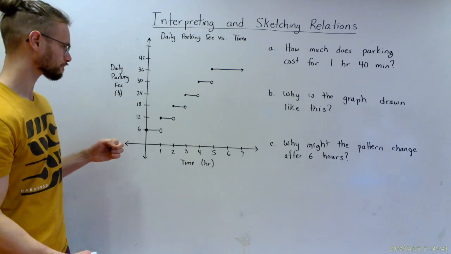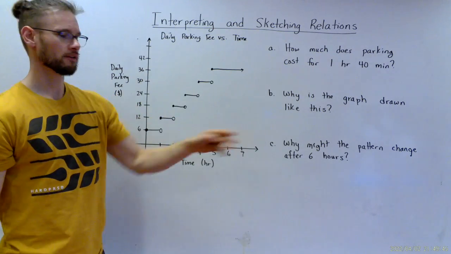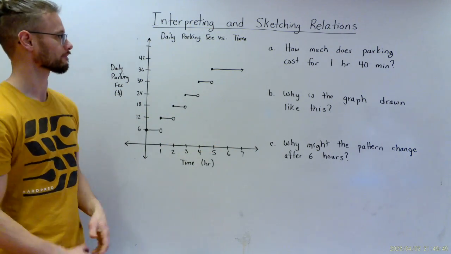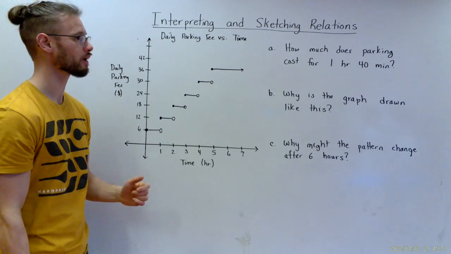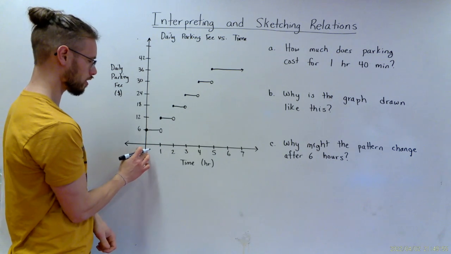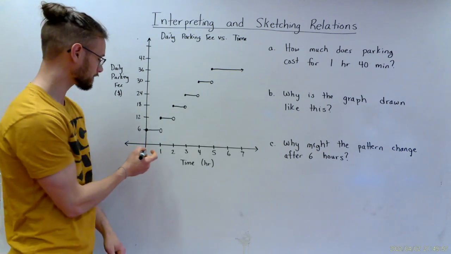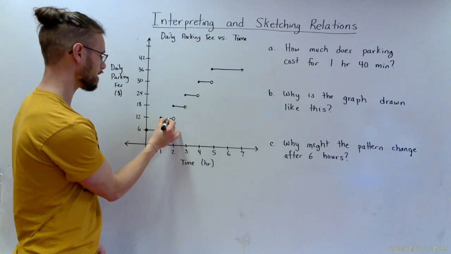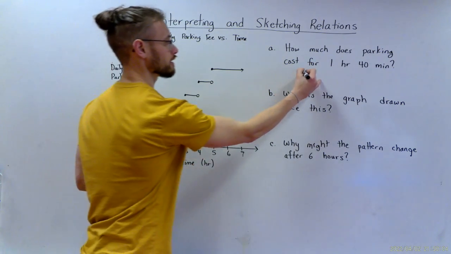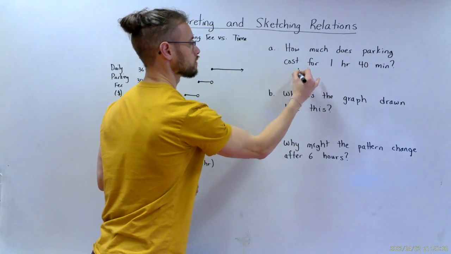Okay? And now we've got a few questions that we're going to use to, again, interpret graphs accurately. So it says, how much does parking cost for 1 hour, 40 minutes? Well, whenever we have something like that, when we're given an x variable, I can go along, jump up, and I notice that in this case, for that section, it is $12.